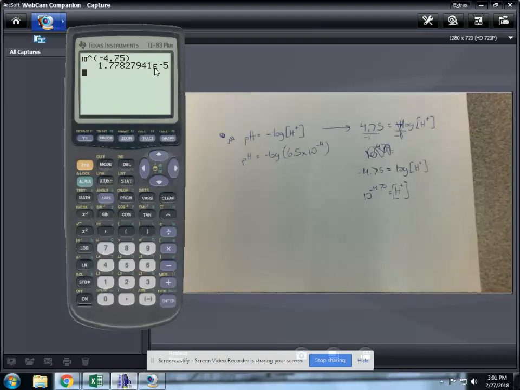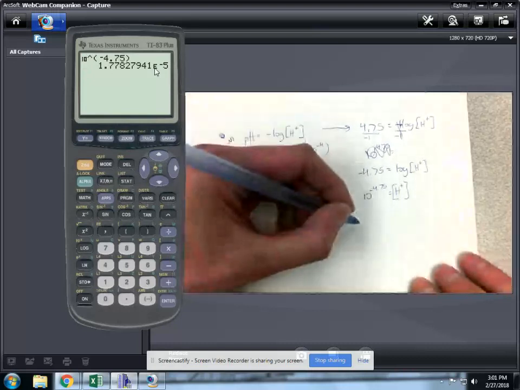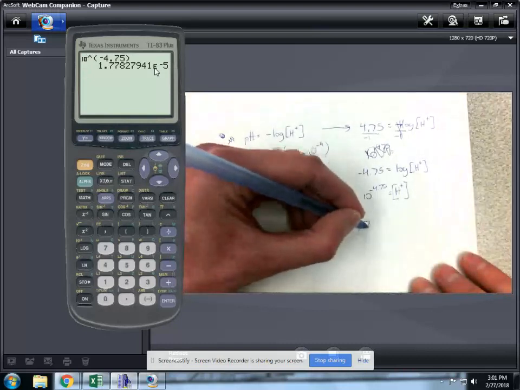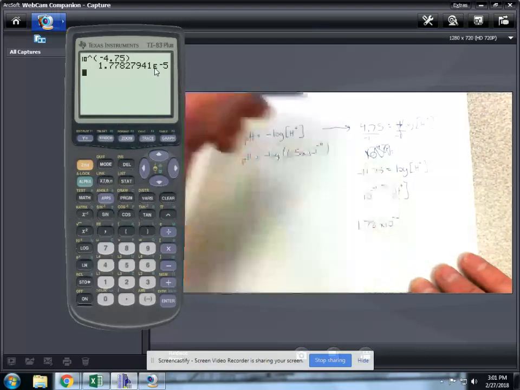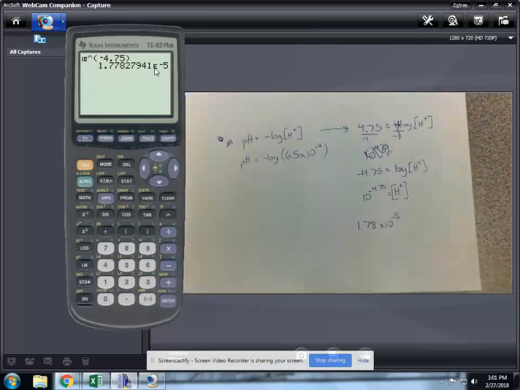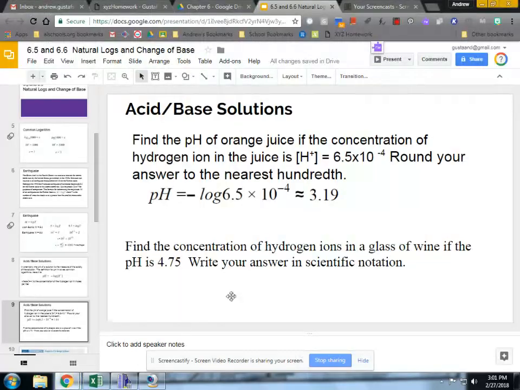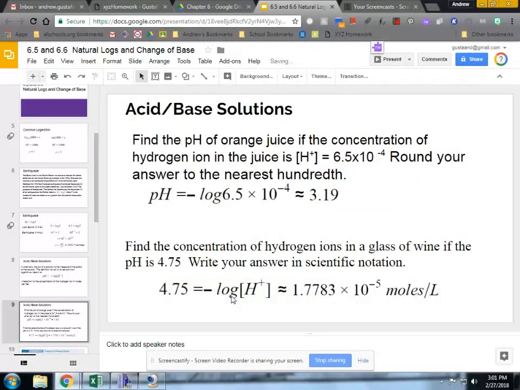So what this says, going back over here, is 1.78 times 10 to the power of negative 5. That's what this capital E to the negative 5 means, times 10 to the negative 5. There's my scientific notation. So the concentration of hydrogen ions, 1.78 times 10 to the negative 5, is what I should get for that. And that's how you write that.